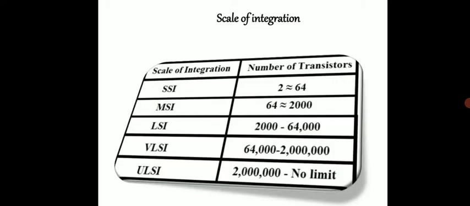Scale of integration. For SSI, the number of transistors used is 2 to 64, and for MSI it is 64 to 2000, and for LSI the range is 2000 to 64,000, VLSI 64,000 to 2 lakhs, and ULSI is 2 lakhs to no limit.